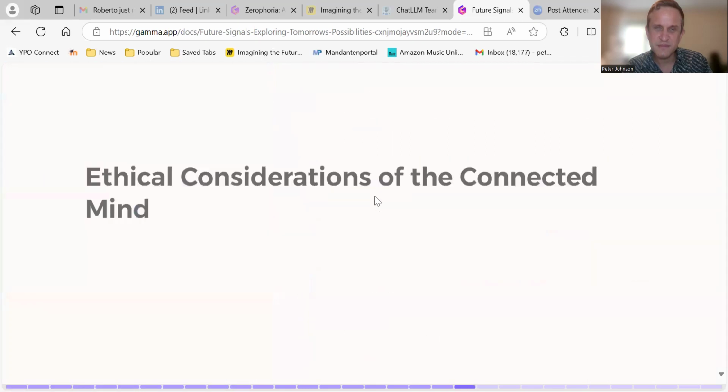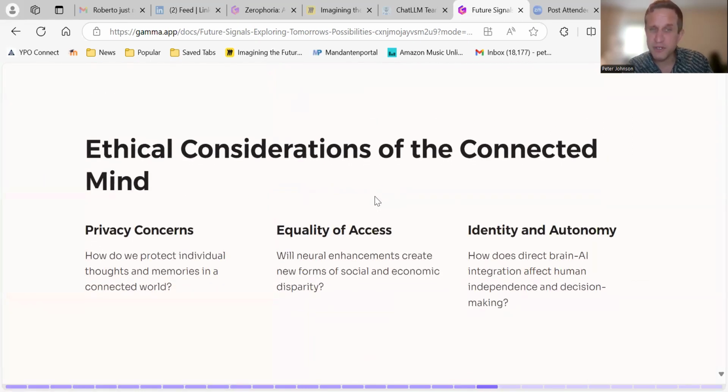Well, some could be the privacy concerns, right? How we protect individual thoughts, memories, equality of access. Maybe some people have more access to these systems than others do. What if only the super rich have neural enhancements and everyone else doesn't? Are those people suddenly having access to so much more intelligence than now? Or is it kind of the same? Because right now the elite go to top schools and others don't. And then identity and autonomy: how does this affect human independence, human decision making if we're tied in with this kind of neurochip?